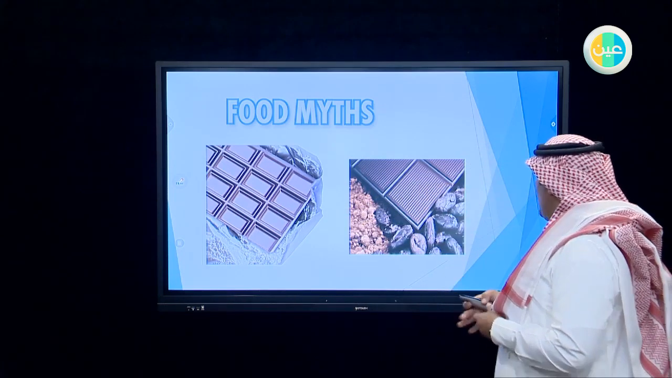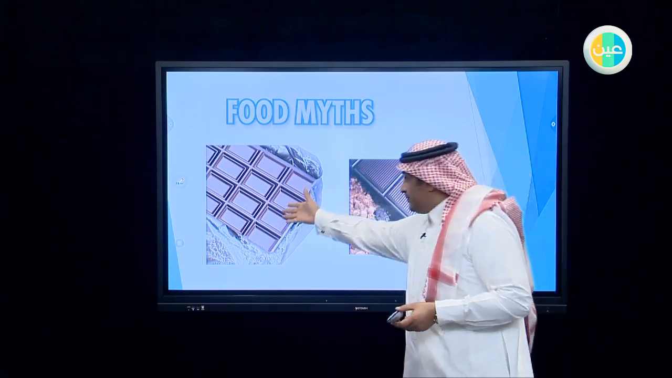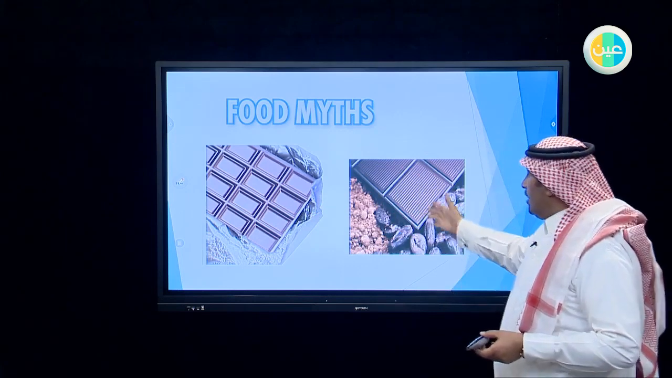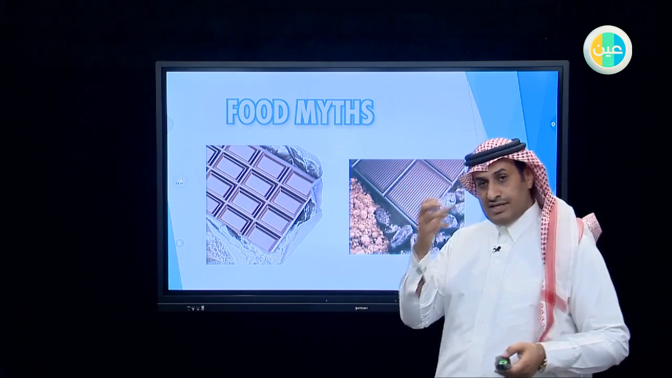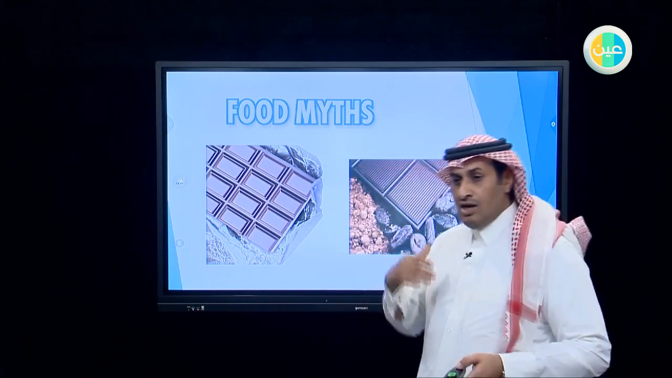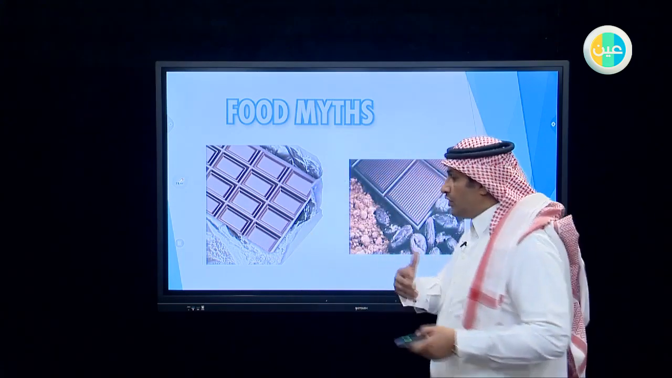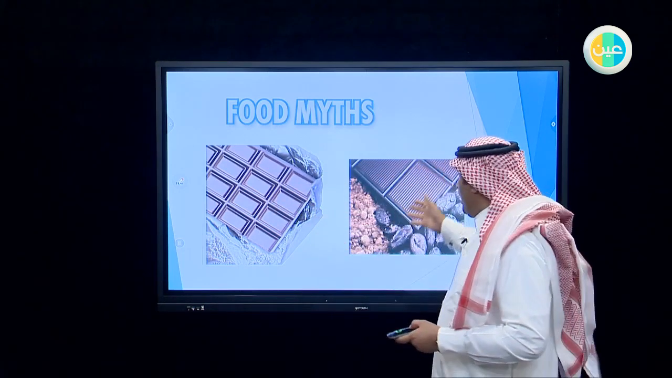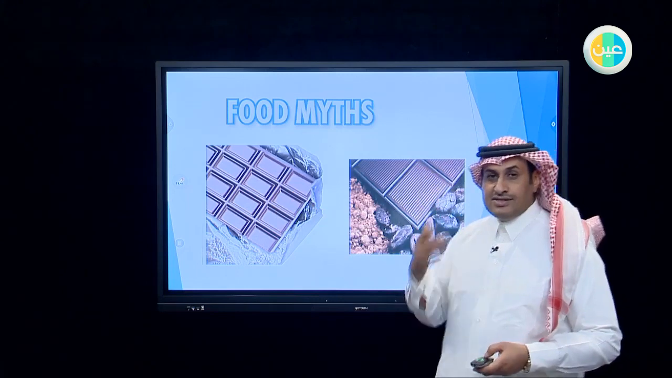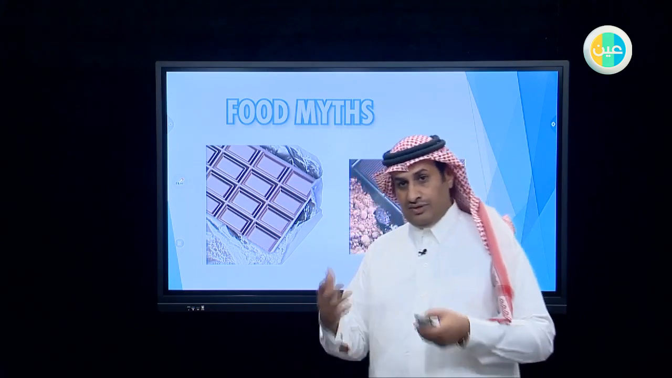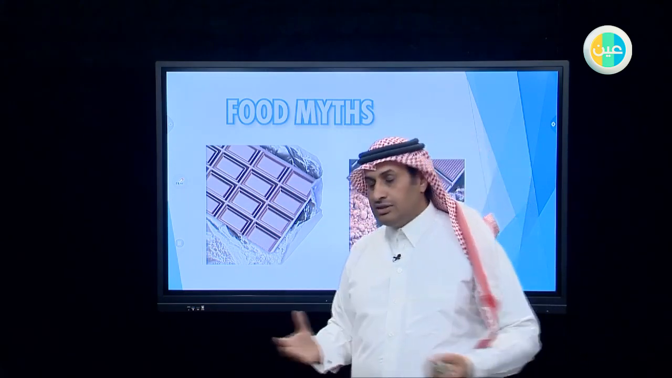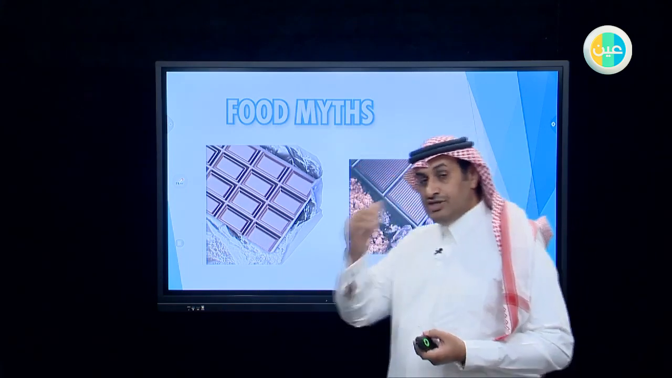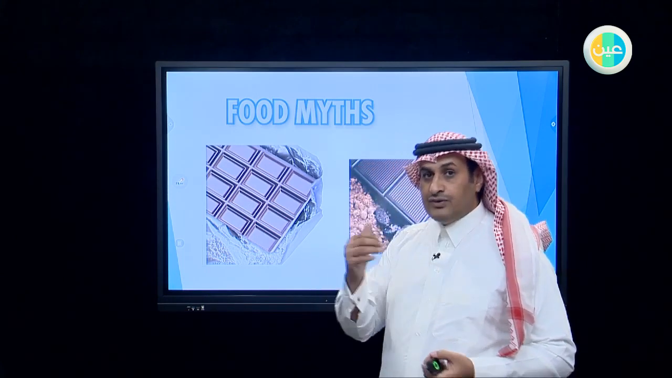Food myths. By the way, you see this one, it's ready to eat. What about this one? It's not ready to eat. There are many procedures and steps in the manufacturing in order to get this one ready for eating. This is the way, the procedures and the steps for making chocolate or dark chocolate. How can we make chocolate? There are many processes and procedures that we have to follow.